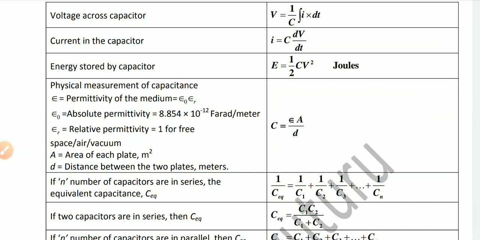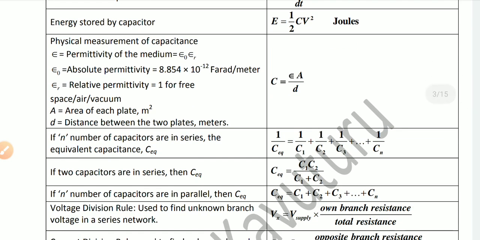as permittivity of the medium, that is given as epsilon naught into epsilon R, where epsilon naught is called as absolute permittivity, whose value is 8.854 into 10 to the power of minus 12 farad per meter. Epsilon R is nothing but relative permittivity, its value is 1 for free space or air or vacuum. A is nothing but the area of each plate, because a capacitor is a parallel plate combination separated by some dielectric medium. That's why A is nothing but area of each plate. D is the distance between the two parallel plates.